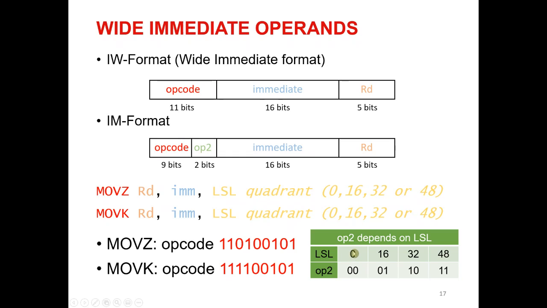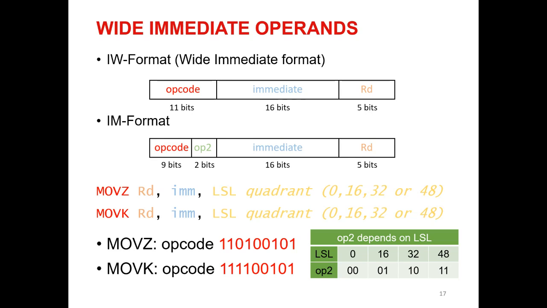So if I want to modify the first quadrant, the op2 code will be just 0. If I want to modify the second quadrant, the op2 value will be 1. If I want to modify the third quadrant, the op2 value will be 2 in decimal, 1 0 in binary, and then finally, if I want to modify the fourth quadrant, I will just put 1 1 in binary, which is 3 in decimal.